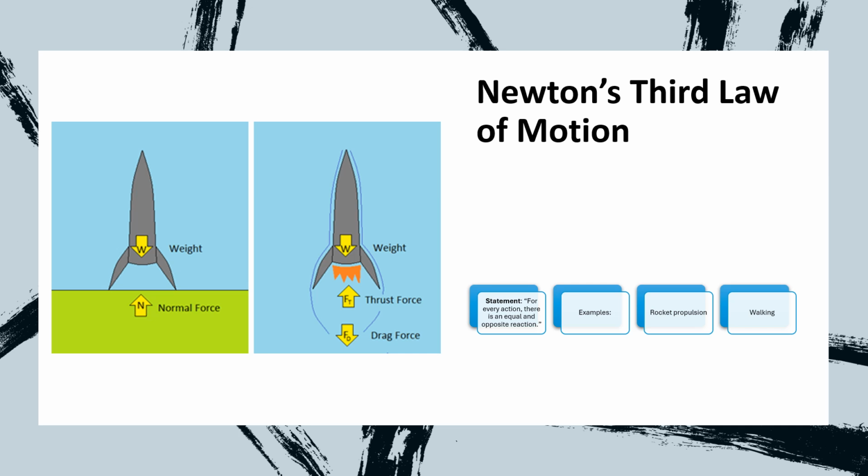To summarize all the laws of motion: the first law is related to inertia. Objects remain at rest or in uniform motion unless acted upon by an external force. Second law, F equals ma. The force acting on an object is equal to its mass multiplied by its acceleration. The third law states that for every action, there is an equal and opposite reaction. These laws form the foundation for understanding motion, forces, and behavior of objects in both everyday life and complex physical systems.